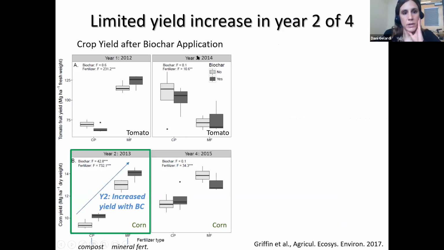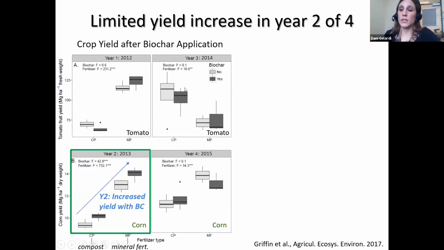So here, in this graph, this first box is year 1, year 2, up here we have year 3 and year 4. And we have yield on the y-axis. The first 2 boxes are the tomato and the second 2 are corn yield because there was that rotation. And on the left of each of these boxes, we have the mineral fertilizer without biochar and then with, the compost without and then with, the mineral fertilizer without and then with biochar.